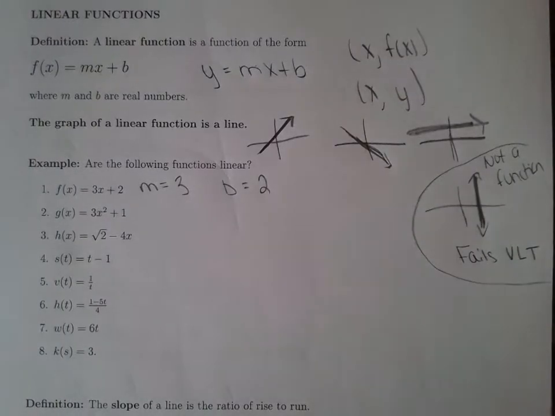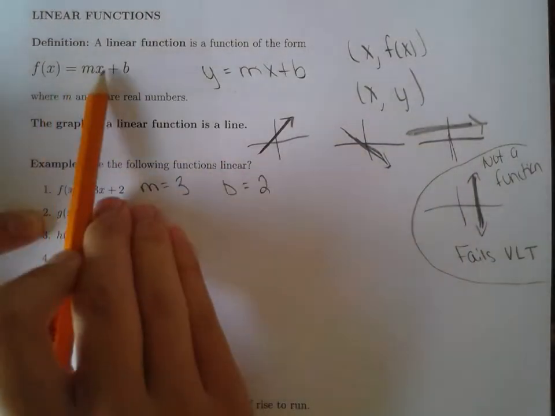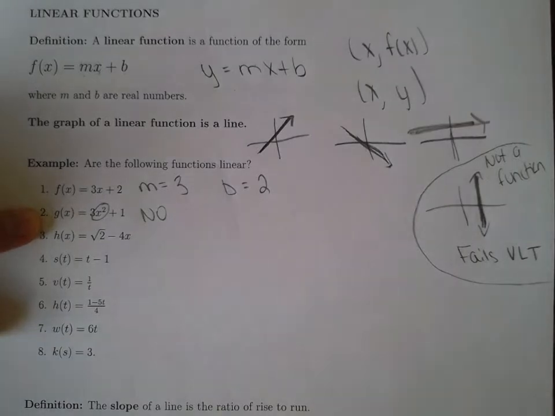Number 2, g of x equals 3x squared plus 1. This is not a linear function because of this x squared. It can just have an x here. So this would be no because of the x squared. This is a different type of function that we're going to look at in the next section.